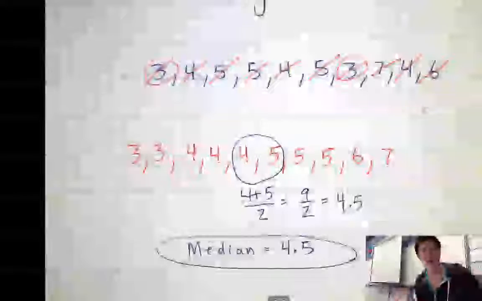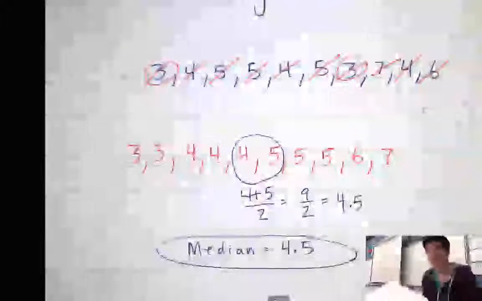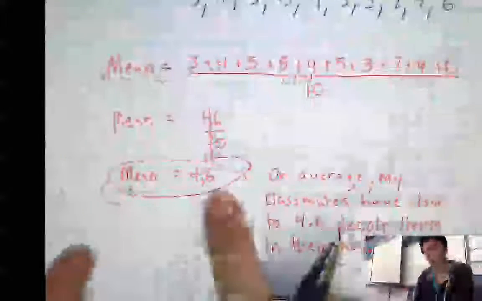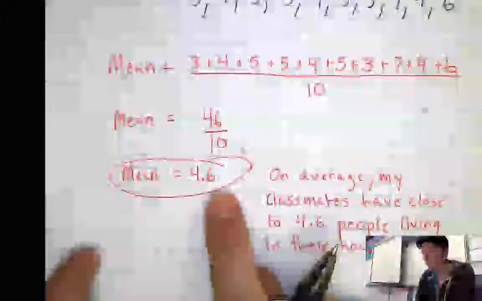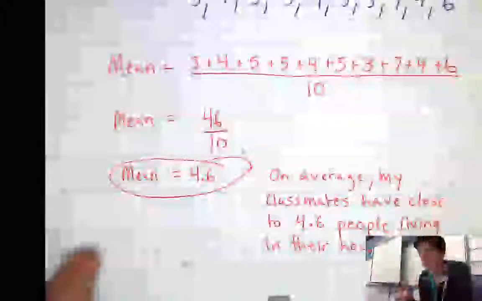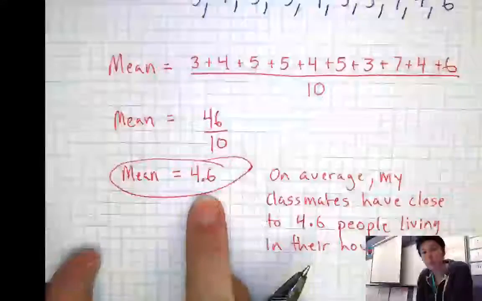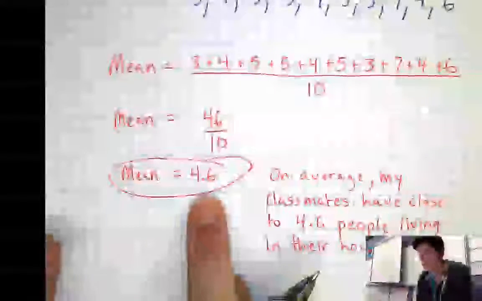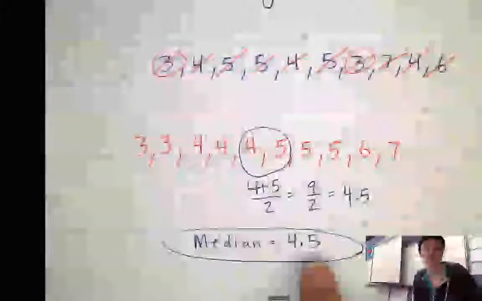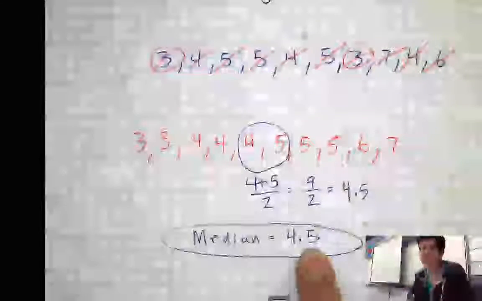Really close to our average, because remember what we got for our answer on our average on the last page? We got 4.6. So all of these numbers are measuring the center of our data. On average, there's about 4.6 people living in the house. The median is 4.5 people living in the house.